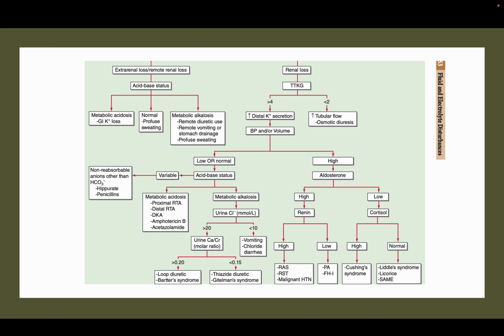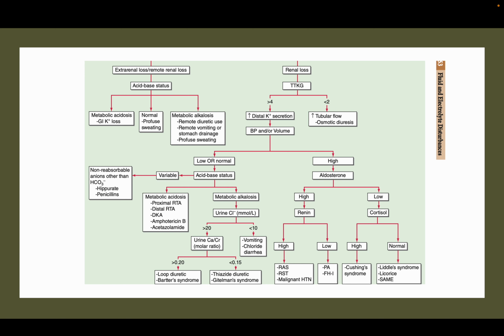For TTKG, you require serum osmolarity, urine osmolarity, serum potassium and urinary potassium. In that, if TTKG is more than 4, it is a distal potassium excretion. If it is less than 2, it is mostly due to osmotic loss. It is due to the increased tubular flow, like in the case of post-AKI diuresis, the ATN recovery phase where there will be a diuretic phase. There is osmotic diuresis because of the excessive fluid loss in the tubular flow.